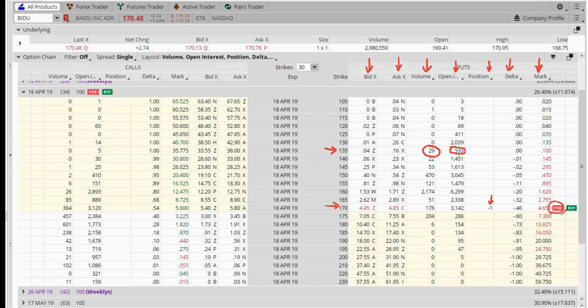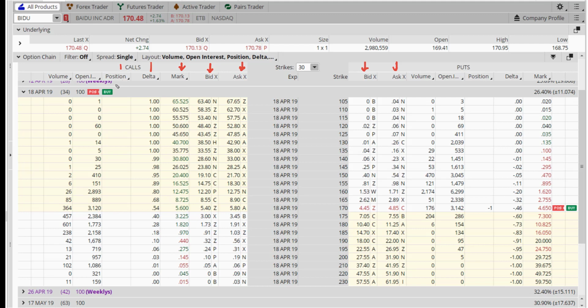The same information is shown on the call side. Again, this is the bid. Just take note that the bid is always on the left side of the ask. So if you are on the put side, the bid comes first. It's closer to the strike price than the ask. But if you're on the call side, it's the ask which is closer to the strike price, and then comes the bid. Then the next one is market value, delta, positions.